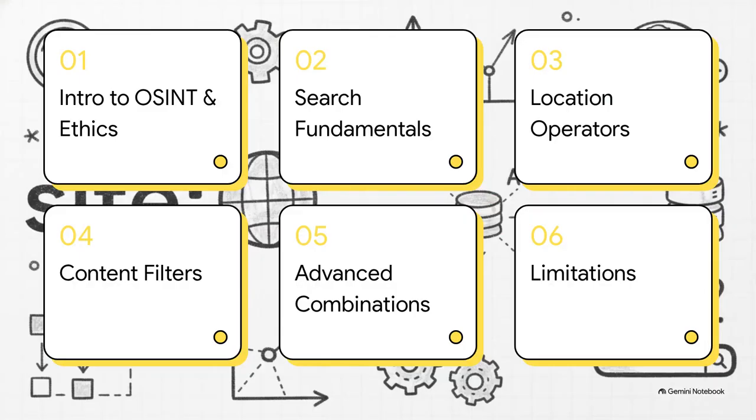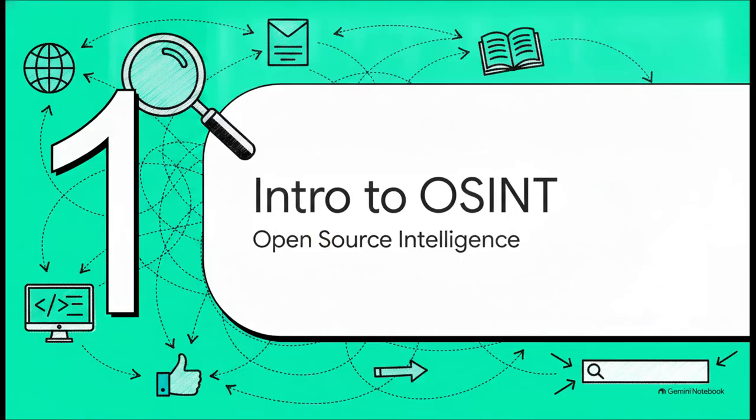Here's a quick look at our first principles Masterclass roadmap for today. We'll start with an intro to OSINT and ethics, cover search fundamentals, look at location operators, move into content filters, explore advanced combinations, and finally wrap up with some known limitations. Let's kick things off with Section 1, Intro to Open Source Intelligence.